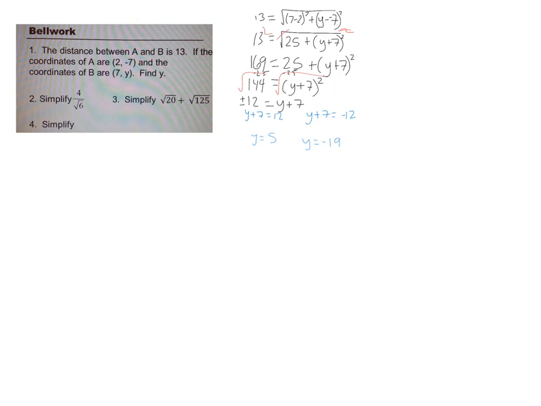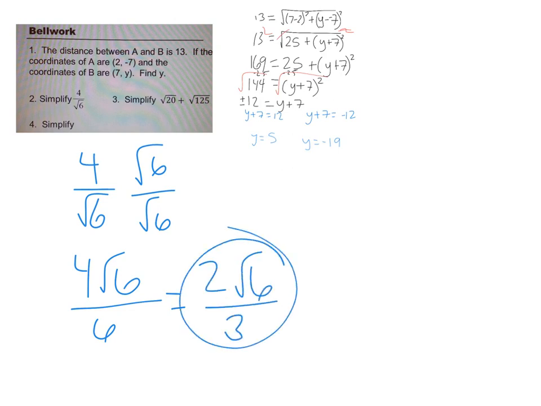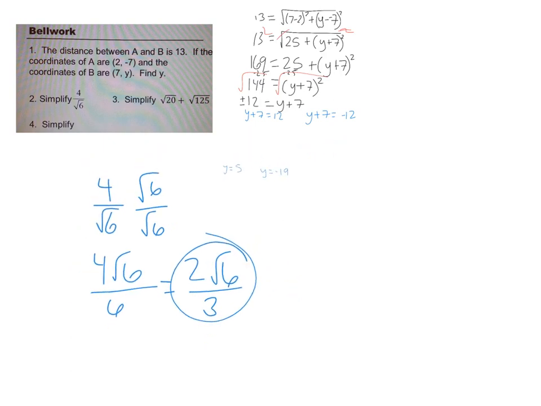So let's go with number 2. We've got to rationalize the denominator. So what I'm going to do is multiply by root 6 over root 6. And I'm going to get 4 root 6 over 6. And if I simplify that, that's going to be 2 root 6 over 3. Boom. Done. Not a bad one right there, right?